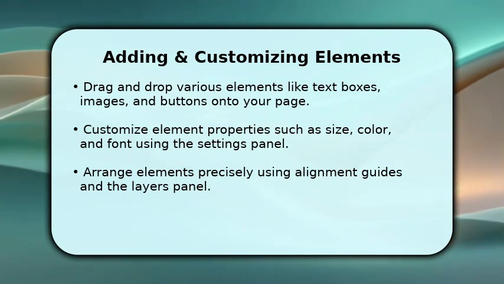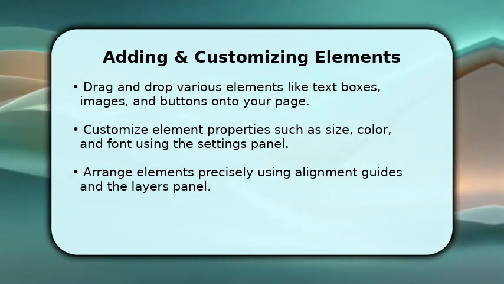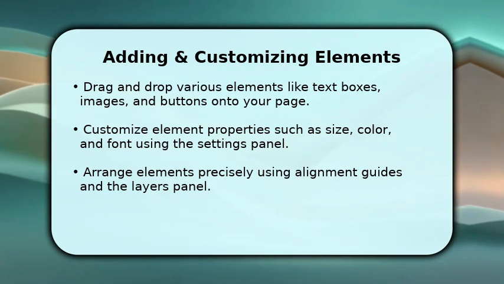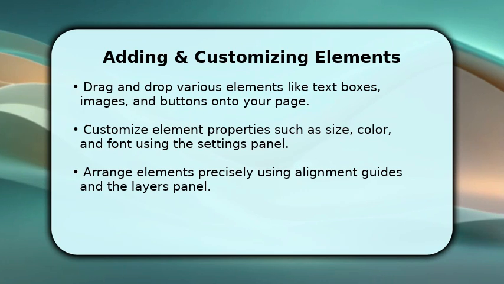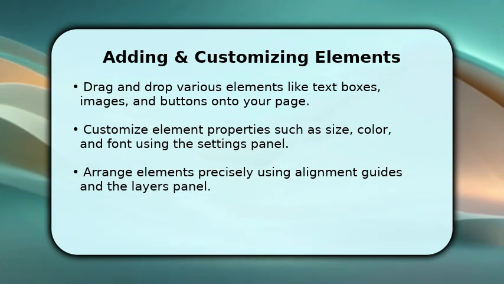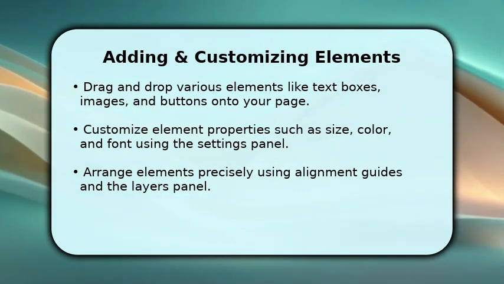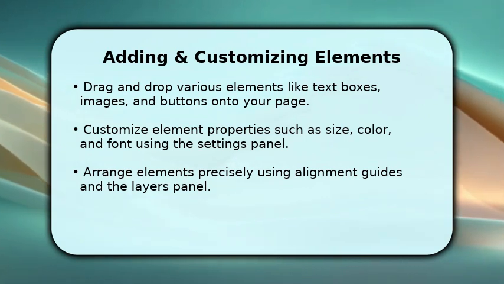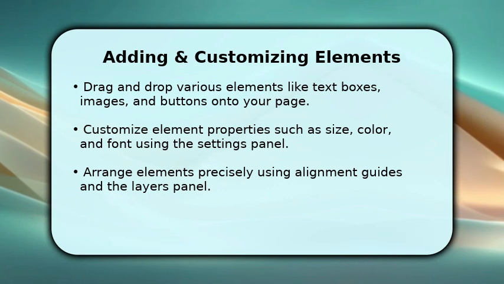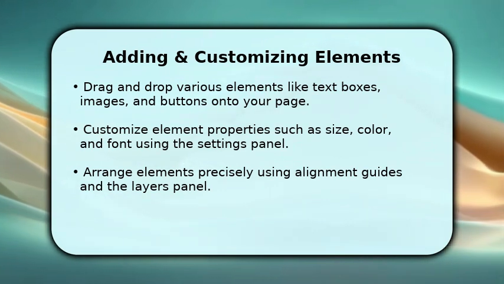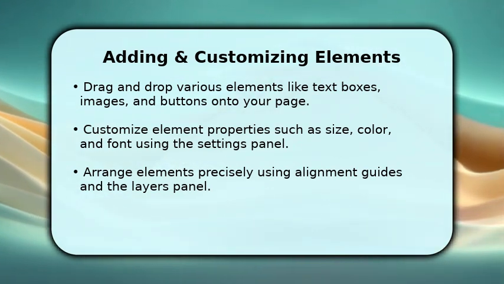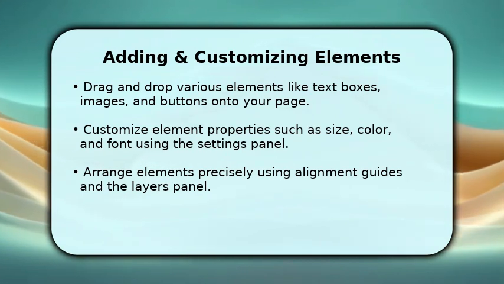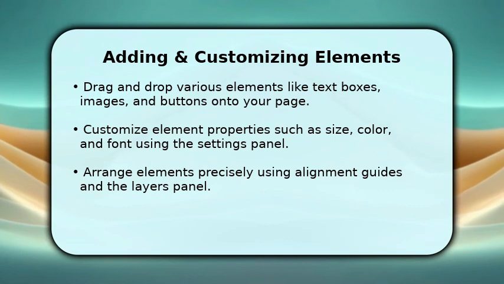From the Add Elements menu on the left, you can simply drag and drop text boxes, images, buttons, and more directly onto your page. Once an element is selected, a small settings panel appears, allowing you to adjust its size, change colors, select fonts, and modify other properties. For precise placement, utilize the alignment guides that appear automatically, or manage complex layouts with the Layers panel.